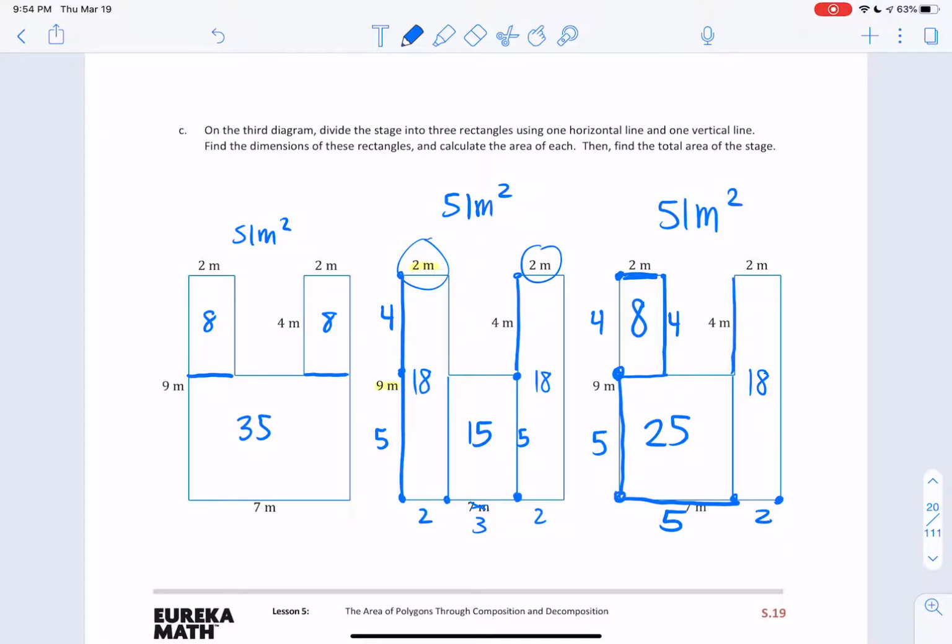So you can see I did this in 3 different ways, each of them using decomposition. I focused on finding shapes that I know. I know rectangles. Moving on.